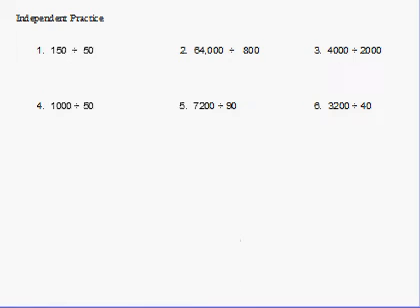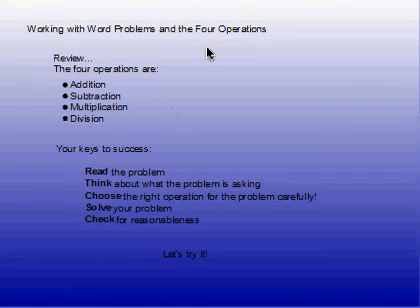Alright, here we go. Working with word problems and the 4 operations. Now, just to review, the 4 operations are addition, subtraction, multiplication, and division. Your keys to success on figuring out how to do a word problem is to read the problem. Think about what the problem is asking you, and choose the right operation for the problem carefully. Then solve your problem and check for reasonableness.